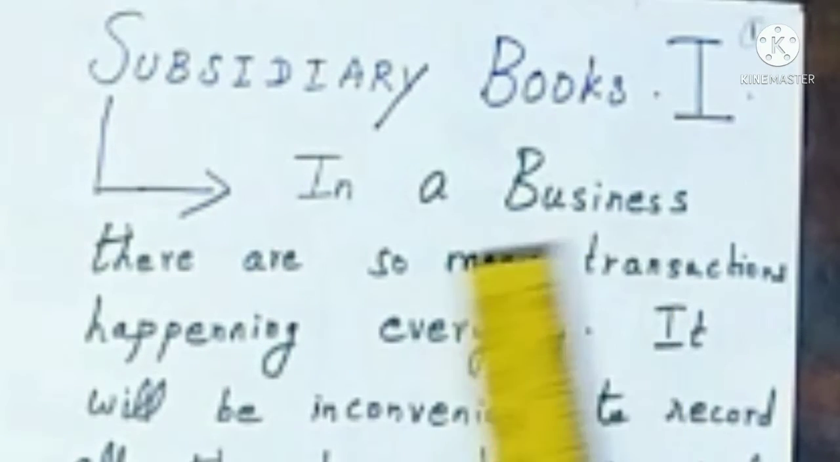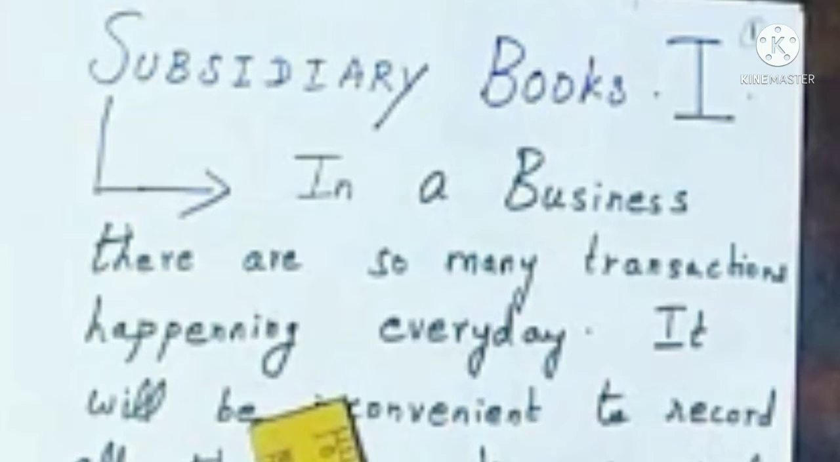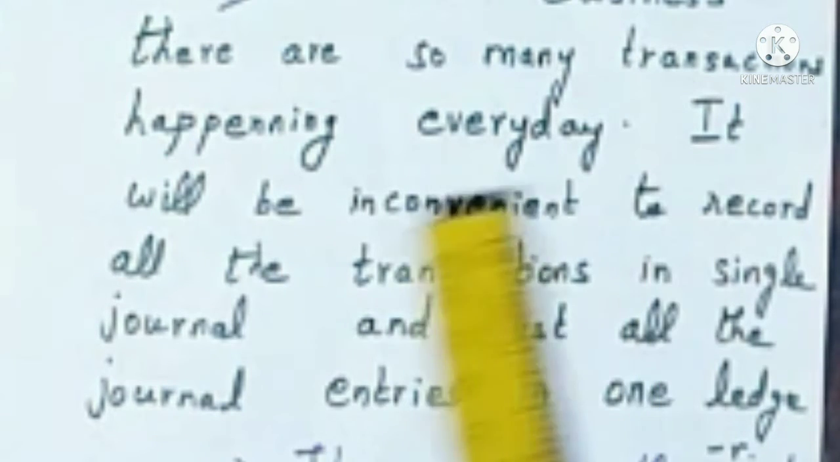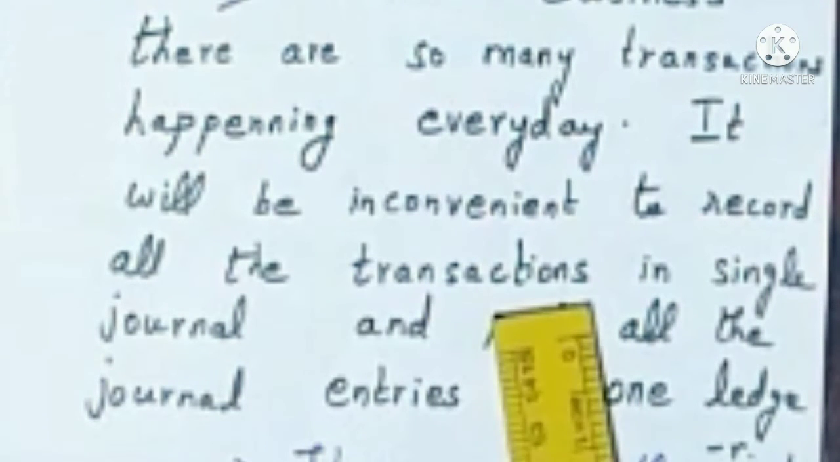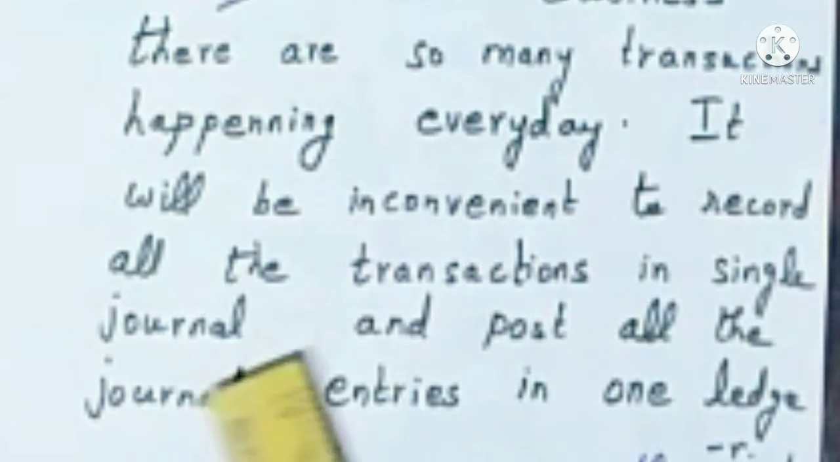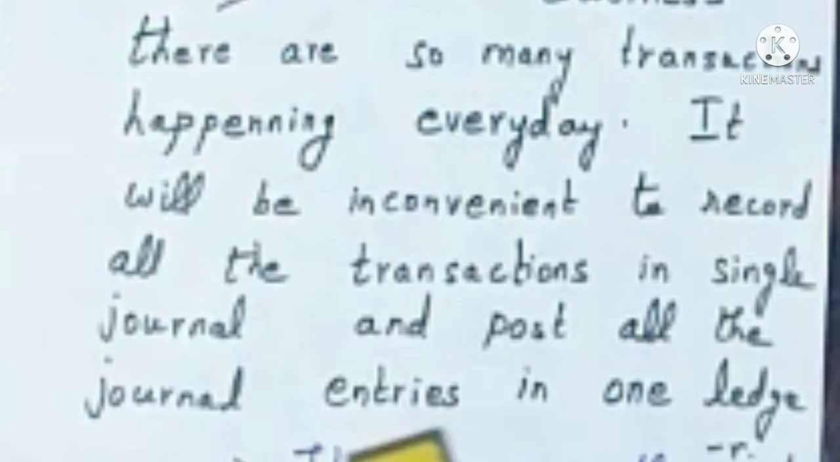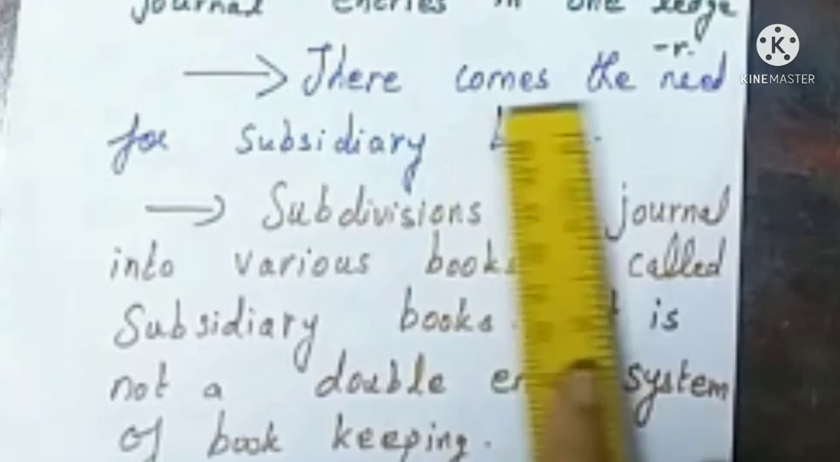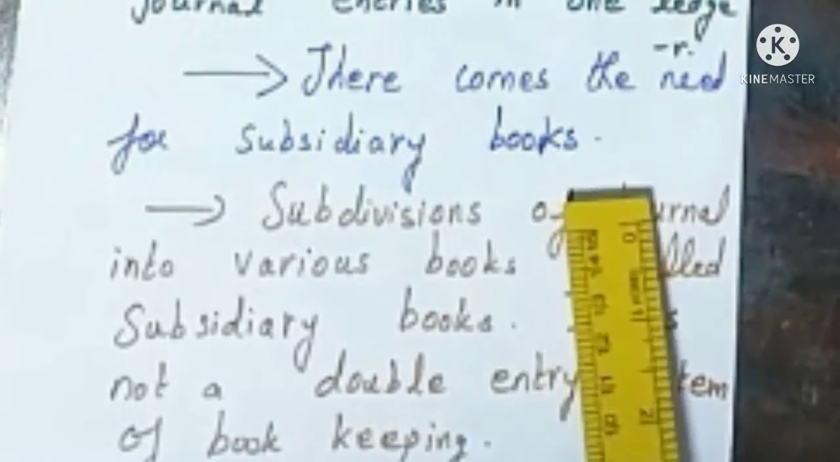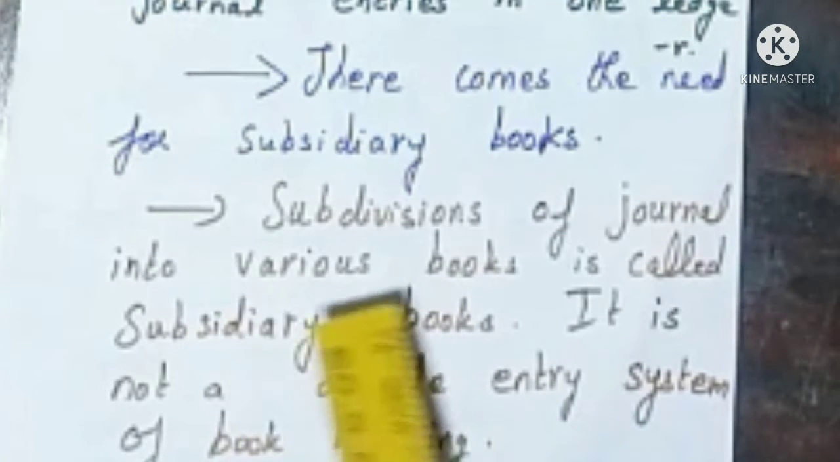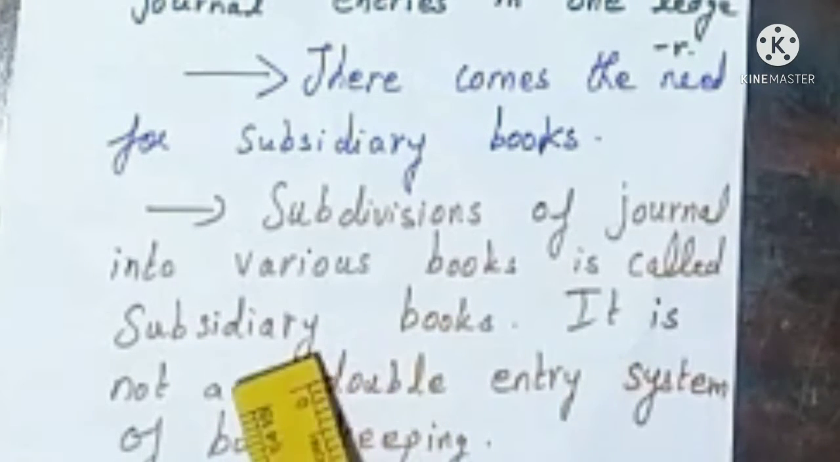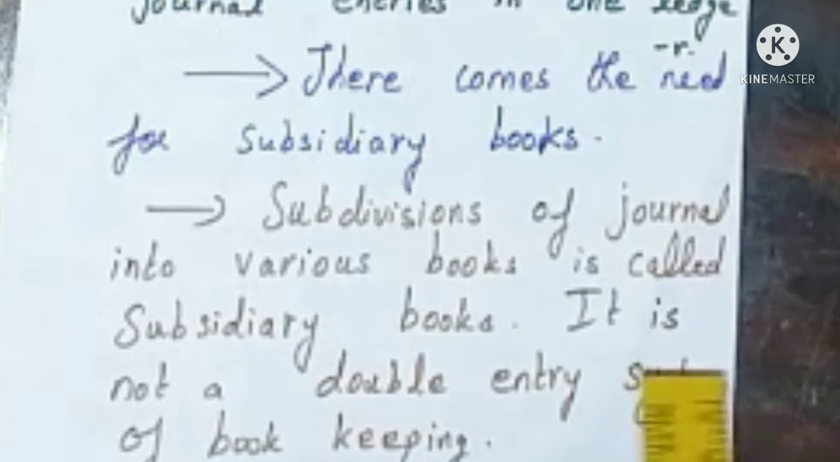In a business, there are so many transactions happening every day. It will be inconvenient to record all the transactions in a single journal and post all the journal entries in one ledger. There comes the need for subsidiary books. Subdivisions of journal into various books is called subsidiary books. It is not a double entry system of bookkeeping.